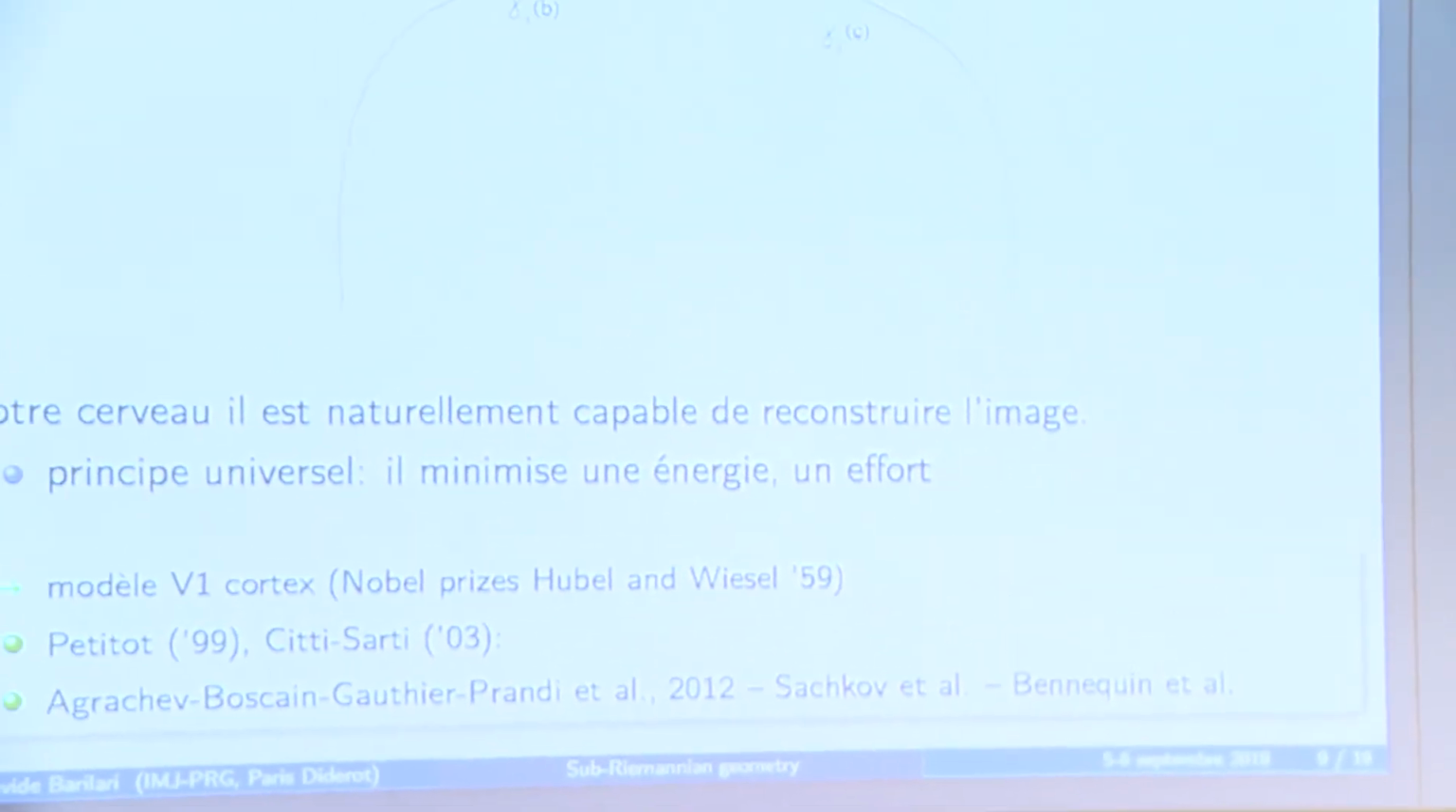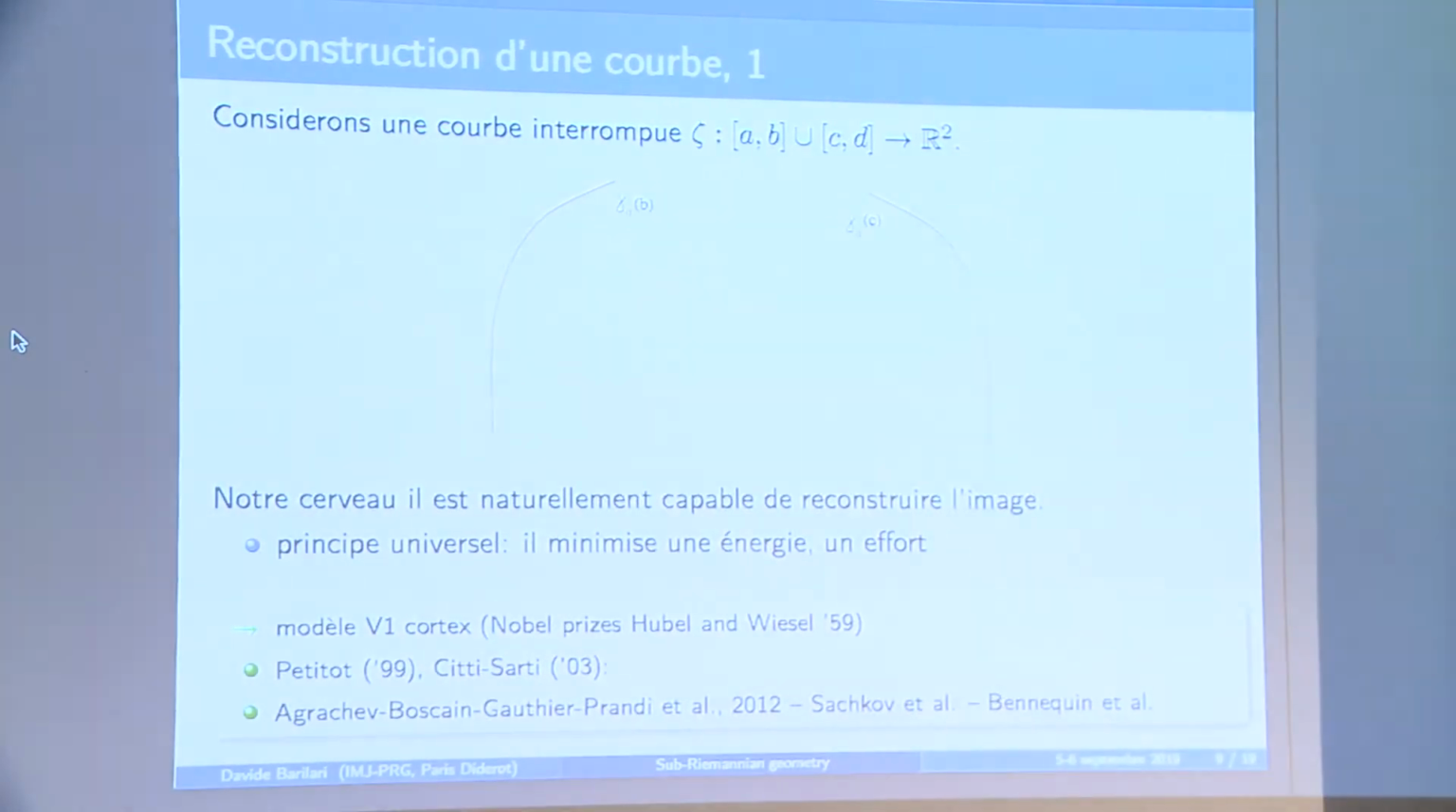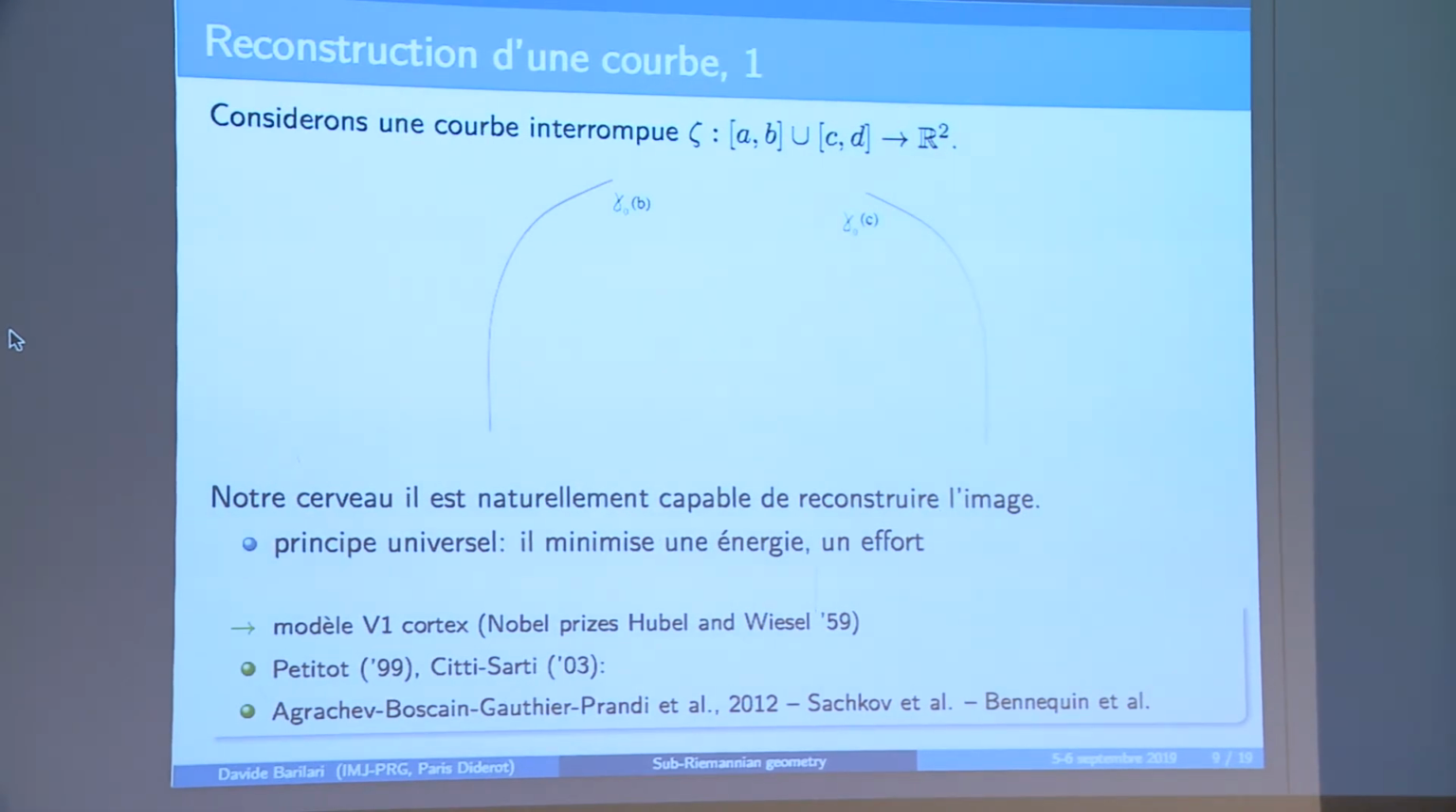So we have a curve that is interrupted, and our brain tries to recover this. And this has been studied first by neurobiologists, who understood how our visual cortex works, Hubel and Wiesel in 59, and they got the Nobel Prize for this first model of the visual cortex. And then this was developed somehow in more geometric language, first by Jean Petitot, and then by Giovanna Citti and Alessandro Sarti, quite recently, you see, 2003, and more recently a lot of other people started to work, because somehow this model by Jean Petitot was first constructed as a model in contact geometry. Someone mentioned this word yesterday, so I can use it.